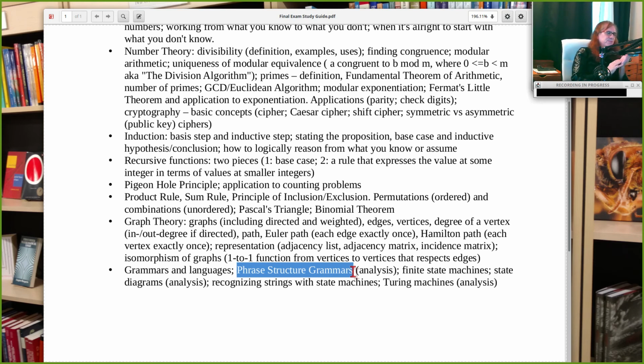And so you might need to analyze a phrase structure grammar and show me some strings, or tell me if a string belongs to that language. And so you start with the start symbol, and you use the production rules to change the start symbol into other strings, and you keep doing this until you get to a string comprised just of terminal symbols, and then that string is part of the language.